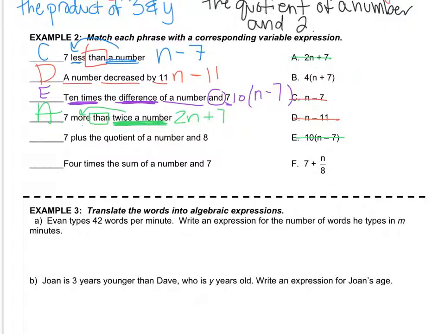Okay, on the second to last one, it says 7 plus the quotient of a number and 8. So I know I'm starting with 7. Okay, I know I'm adding something. Now what am I adding? It's telling me to take the quotient, so I know I'm going to be dividing. Well, what two things am I dividing? I'm dividing a number, which I don't know what that is, and 8. So that matches letter choice F, which leaves the last one for letter choice B.